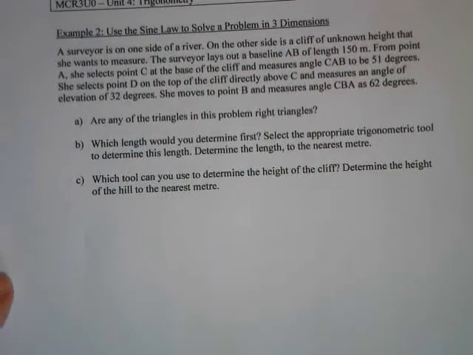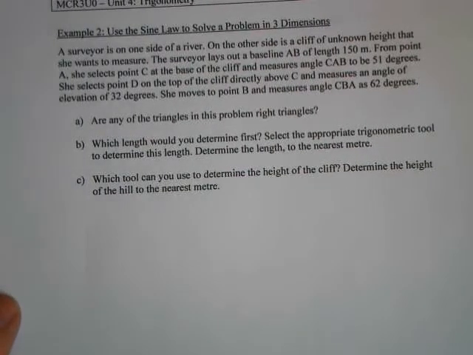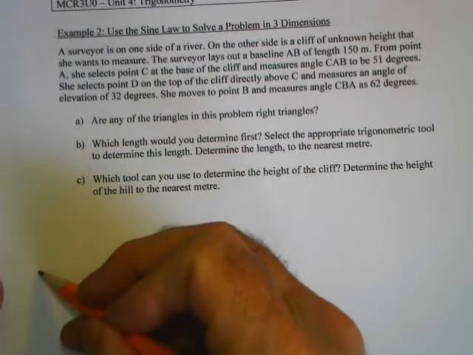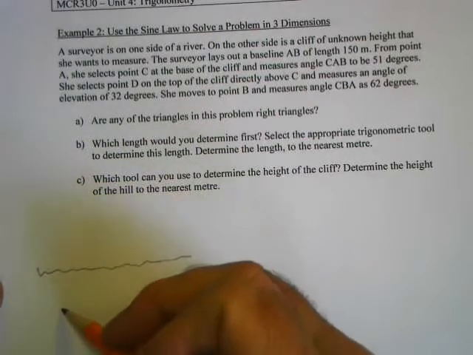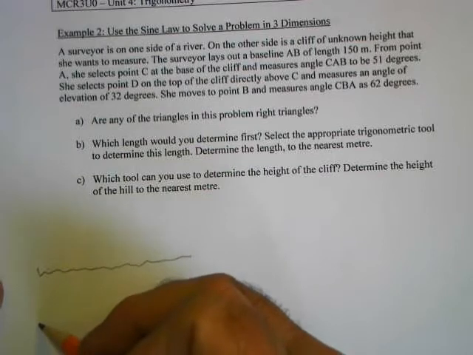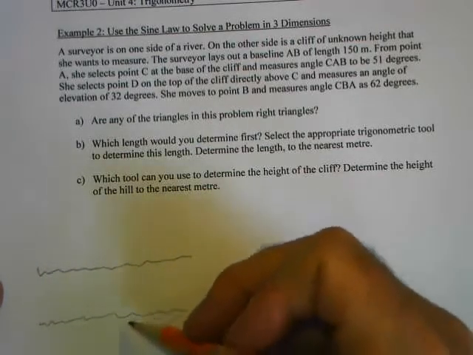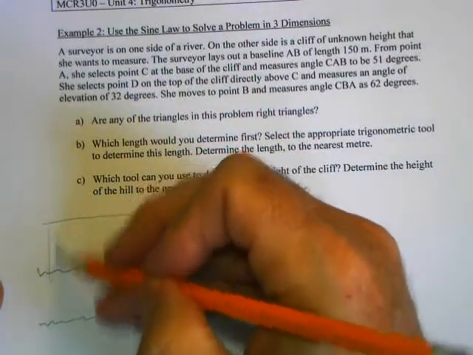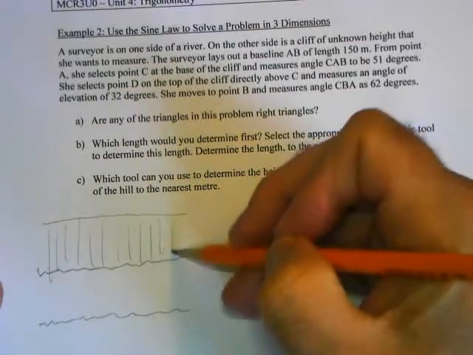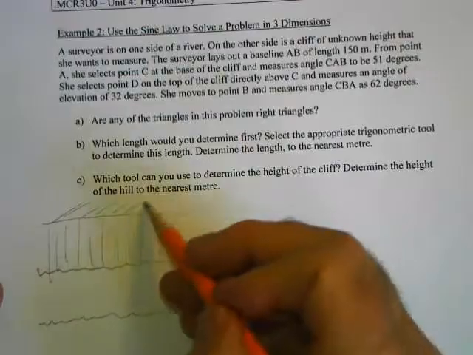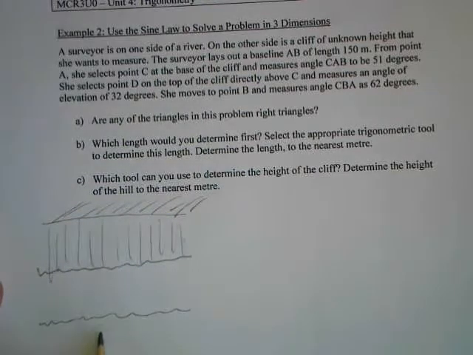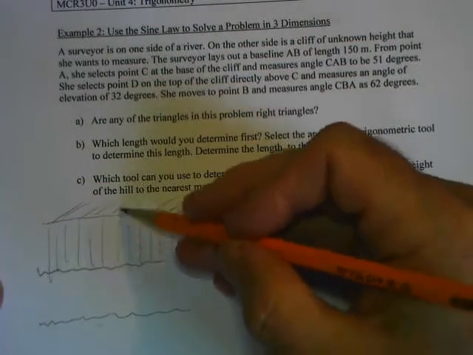So we're going to do our picture first. And usually a question like this, they would give you a diagram. So let me just do the scenario here. So you've got your river, both sides. Okay, and then you've got like a cliff over here. So there's the drop, and then at the top of the cliff. Okay, so this is the river. This is where the surveyor is, and we want to measure how tall the cliff is.